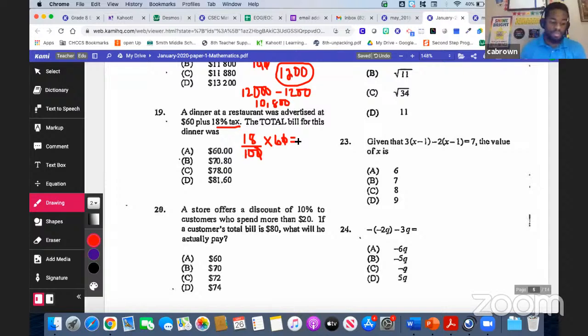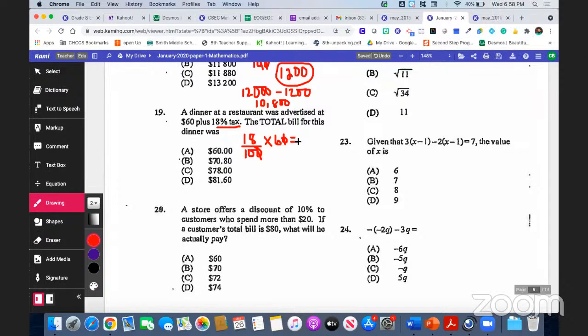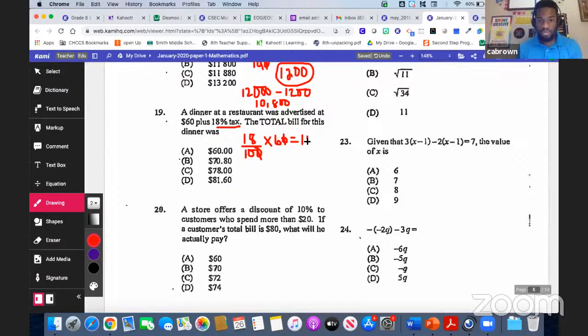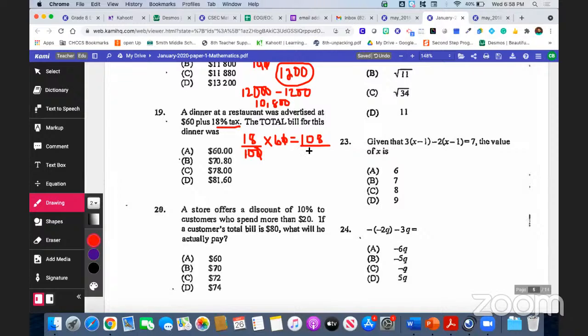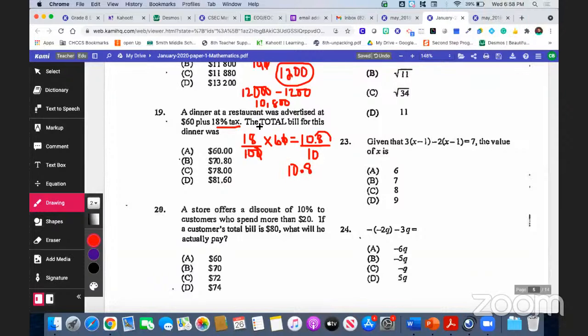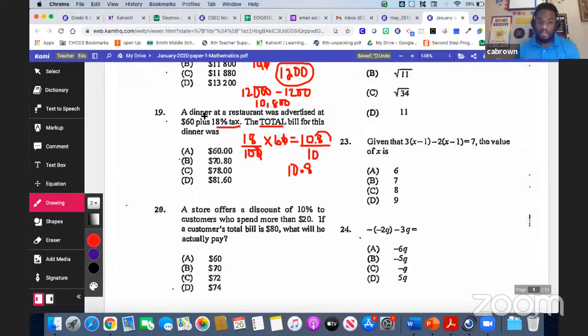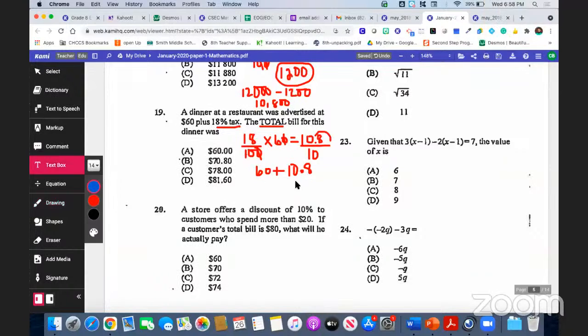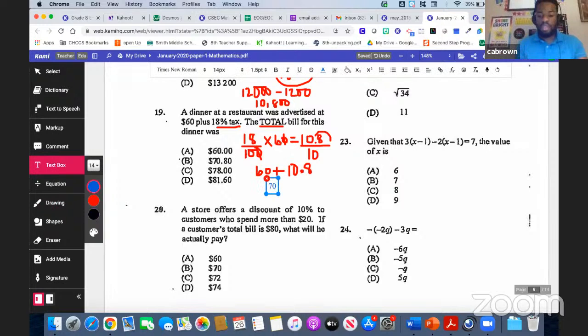18 times 6, which is 6, 8, 48, plus 60, that's 108, divided by 10. When you're dividing by 10, you move one place to the left. So this is 10.8. It highlighted total, the total bill. The answer would be B because you need to add that 60 to the $10.80. So it's going to be $70.80. So it's going to be B.